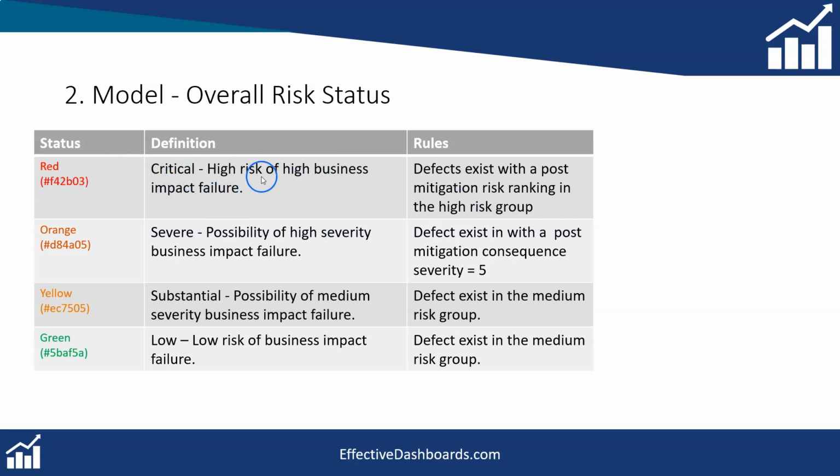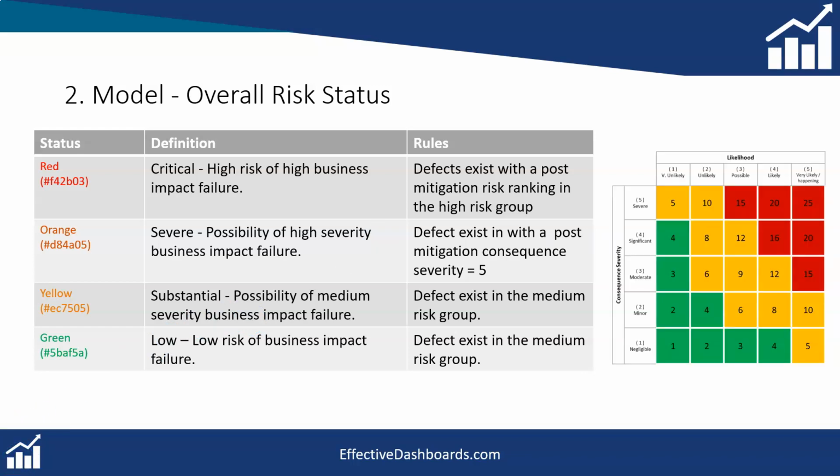So this is the case if a defect exists post-mitigation, so it's all post-mitigation, in the high-risk group. When we talk about the high-risk group, what we're talking about is that red section of the risk matrix. And as if by magic, it's just appeared here because I've just realised it would be handy to have this at the side of this table to explain exactly what I'm talking about. So in here, 15 and above will be an overall plant status of critical, and it's saying here that we've got a high risk of high business impact failure. So that's not very good if we've got something in here.